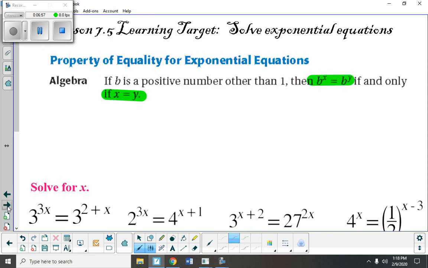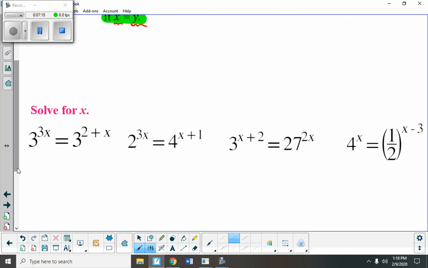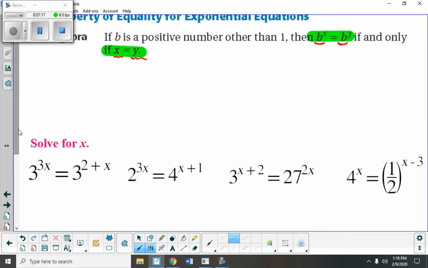All right, next we're going to talk about the property of equality for exponential equations, which says if b to the x equals b to the y, then x has to equal y. Your bases are the same, so if you have an equal sign between, the exponent values have to be the same. For example, if you have 3 to the 7th equals 3 to the x, this side would also have to be 3 to the 7th. So x would equal 7.